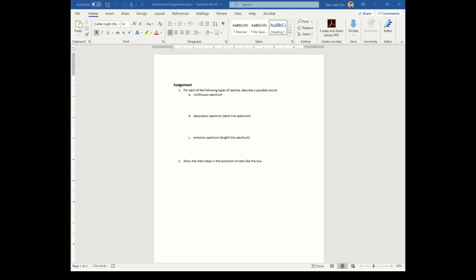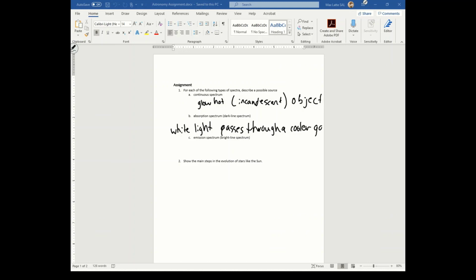Let's go through the assignment and those sample diploma questions. For each of the following spectra, describe a possible source. A continuous spectrum is a glowing, hot, or incandescent object. Absorption spectrum has dark lines, so you have your white light, and it passes through a cooler gas. And then the bright line spectrum is an excited gas. To excite it, you can make it hot or run voltage through a gas.